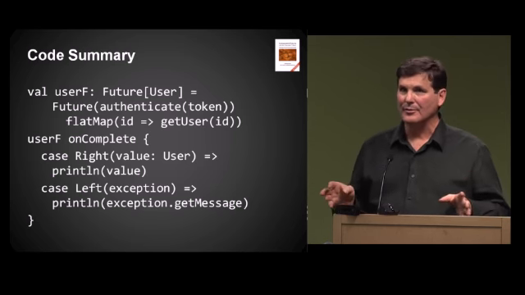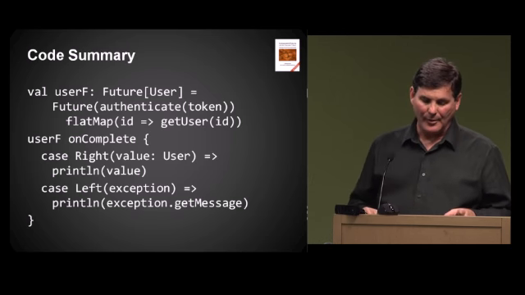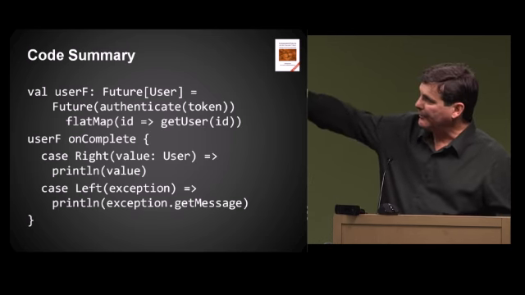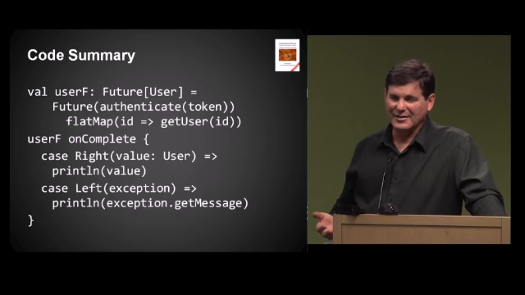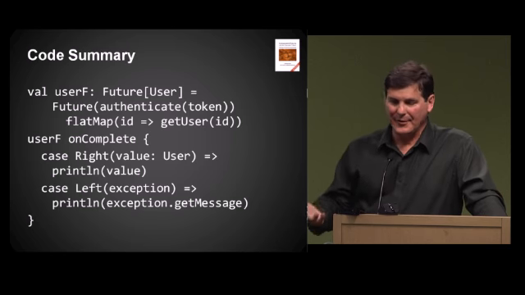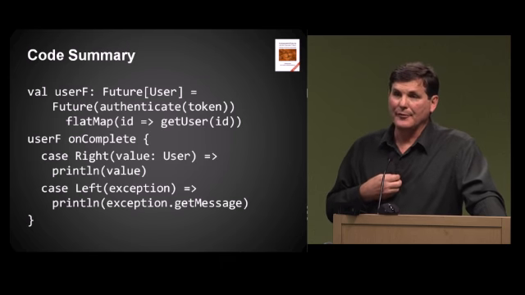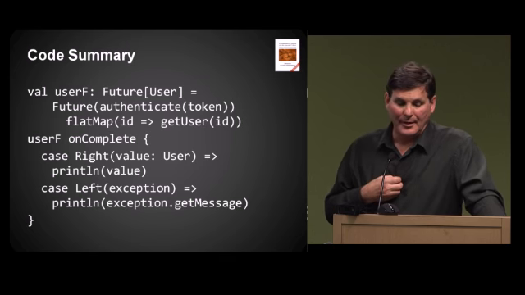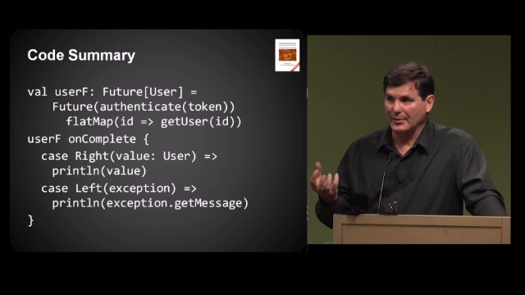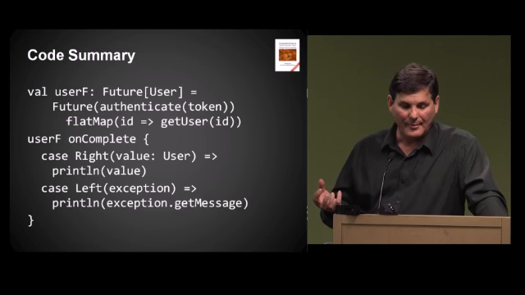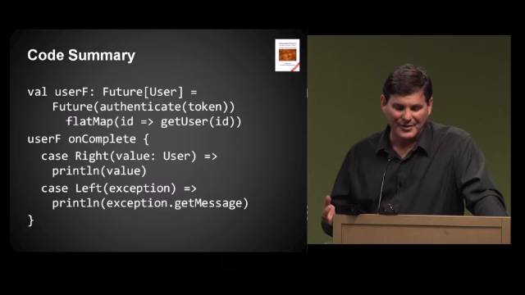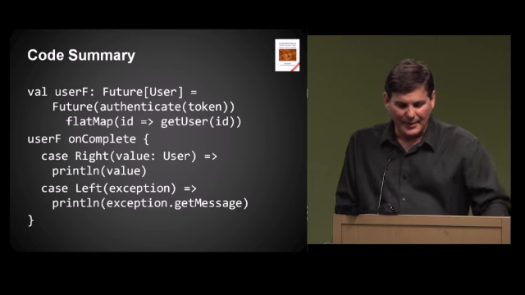Here's a summary of the code. So userF here is a variable. Actually, it's a write-once variable. You can only set it one time. It's of type future, and the future will contain a user object. And that's if it doesn't fail. I'm taking a shortcut here because really you'd have an option, but anyway.